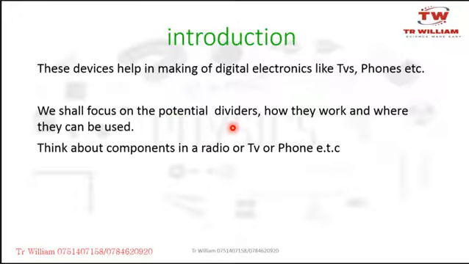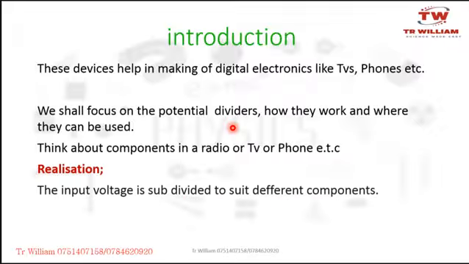Its role is to divide the potential that is supplied. So from the scenario there, you realize that the input voltage is subdivided to suit the different components of a device. Like we said, if we have a component that needs a voltage less than 240 volts, and there is another one which needs maybe 180, there is another one which needs maybe 20 volts, the potential divider will do that. It will divide to make sure that each component gets the voltage that is needed.